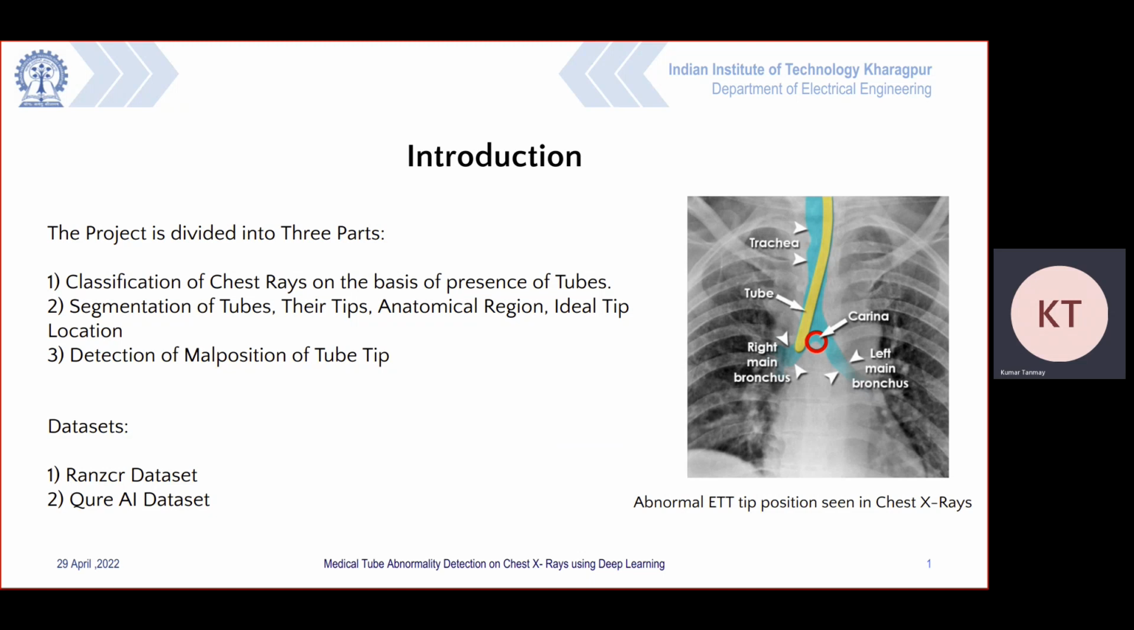The final part of the project is the detection of any abnormality with the help of different segmentation models trained in the previous stage. We worked on two datasets. The first is the Ranzer dataset, which is a publicly available Kaggle dataset, and the second is the privately owned Cure AI dataset.